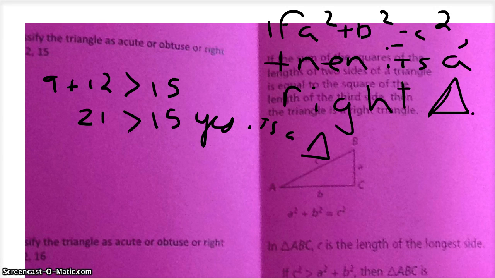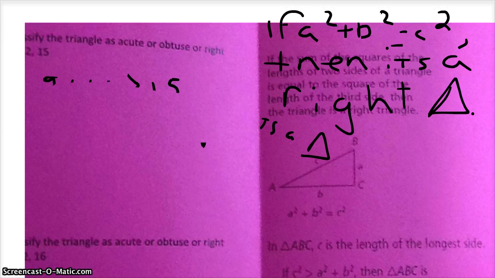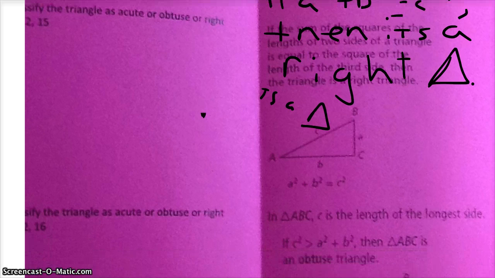Once you find out if it's a triangle, you need to figure out what kind of triangle it is. So you're going to use Pythagorean Theorem. Again, I'm going to erase this because I don't have as much room when I'm writing with my finger than when I'm writing with a pen.